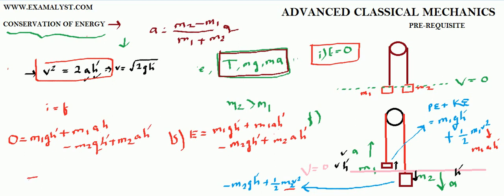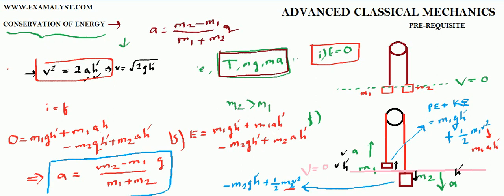Now if you solve it to find a, you can easily calculate that a will be (m2 minus m1) g divided by (m1 plus m2). Okay, so we are able to find the value of the acceleration with which both the masses of the pulley will go up and down. That acceleration we calculated just by using the energy method.